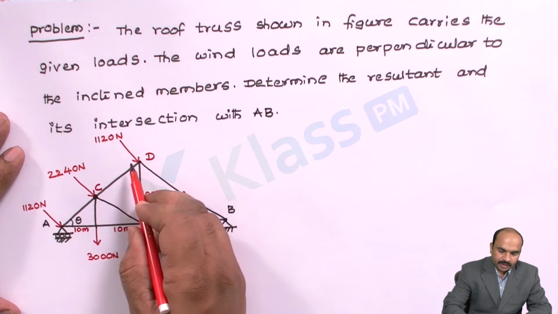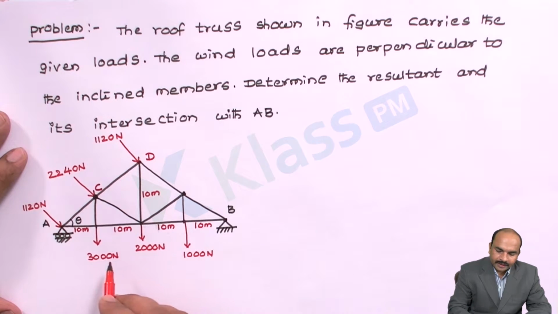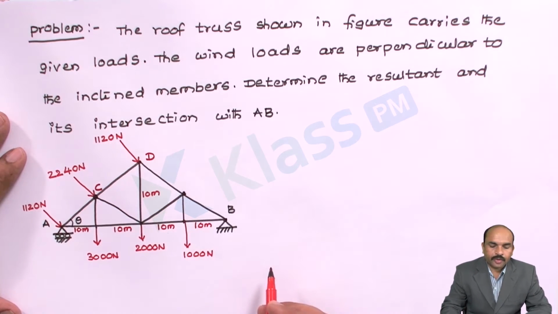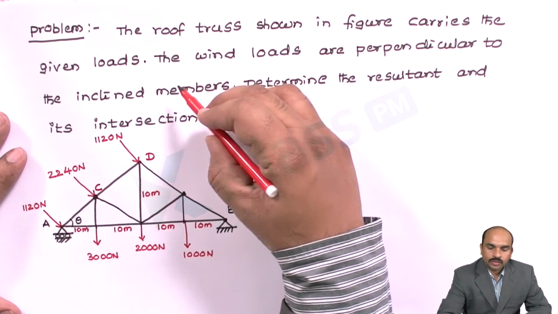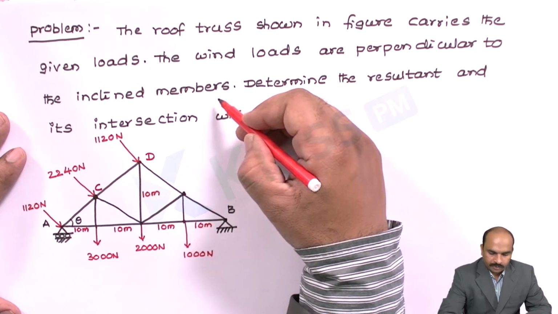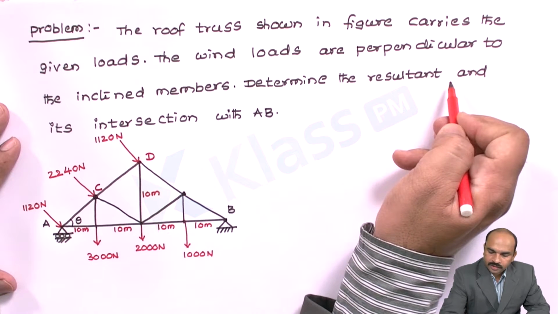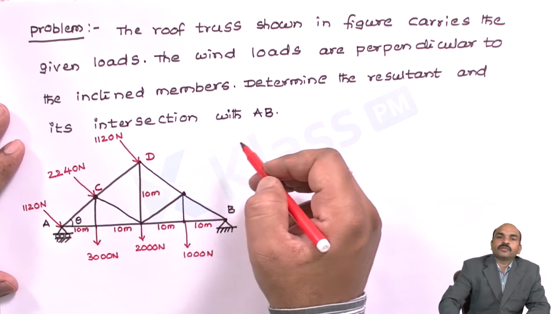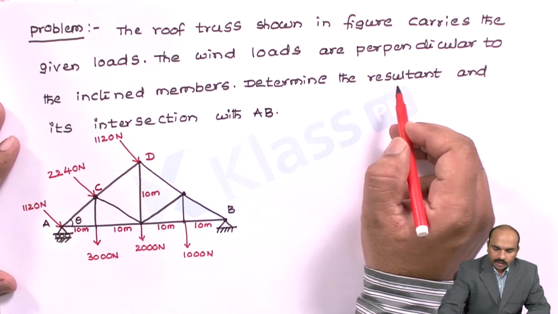At A, C, D, there are 3 perpendicular forces and there are 3 downward vertical forces given, and the different distances are given. So this is the given problem. I'll read it. The roof truss shown in the figure carries the given loads. The wind loads are perpendicular to the inclined members. You can see in the diagram, these 3 are the perpendicular forces. Determine the resultant of all the forces and the intersection with AB. Intersection means the distance, at what distance this resultant force is acting, that we have to calculate. So let us solve this problem.